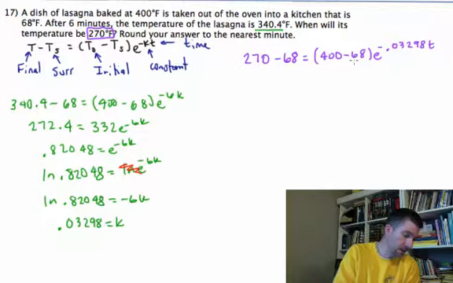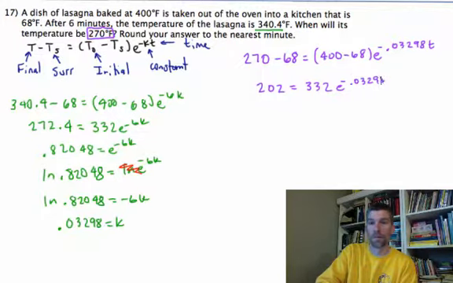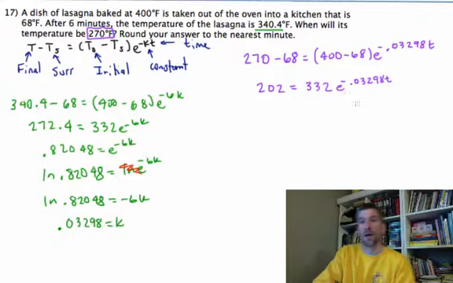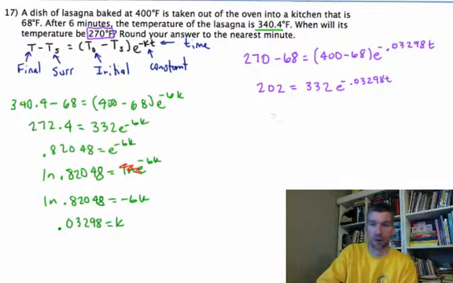270 minus 68 is 202 degrees. 400 minus 68, we did that one earlier, is 332 degrees. Divide both sides by 332, and you get 0.6084. The more decimal places, the better. So we have e to the negative 0.03298 t.